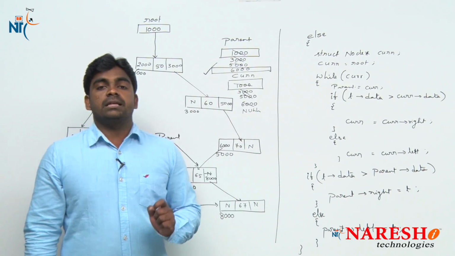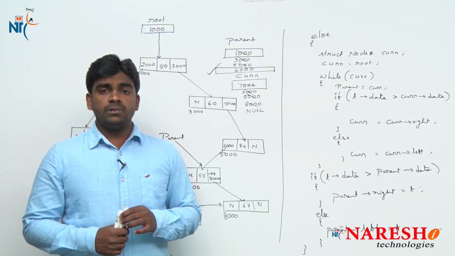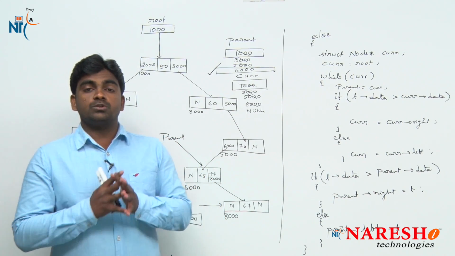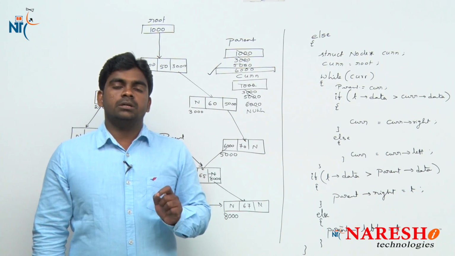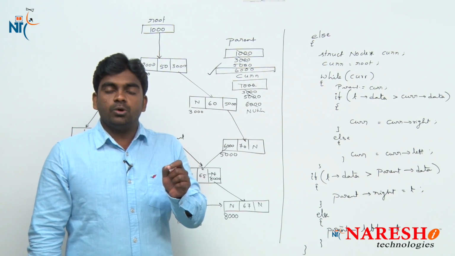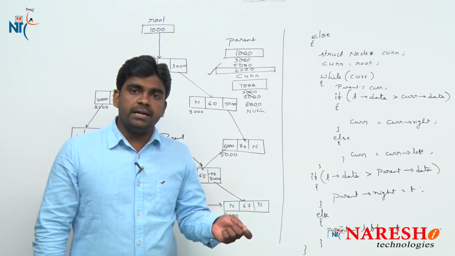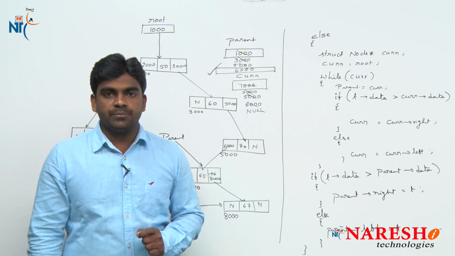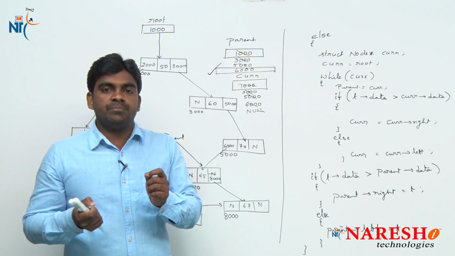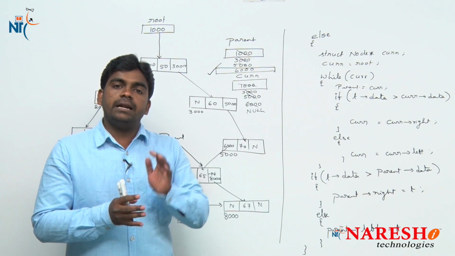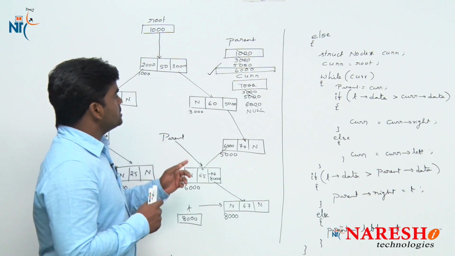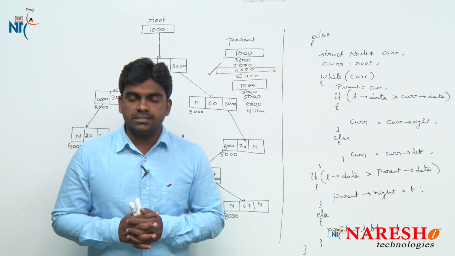So this is the insertion process. If you want to insert, first we need to find out what the parent node is to insert the new node, and after finding the parent node, we need to connect to left side or right side. If it is a greater value than parent, we should connect it to right side. If it is a lesser value than parent, we should connect it to left side. Simple thing. So this is the insertion process in a binary search tree.